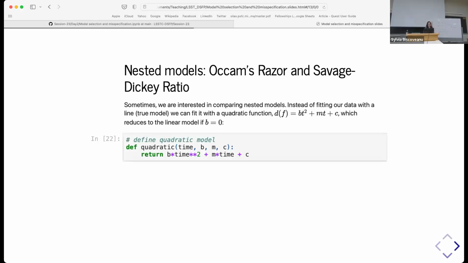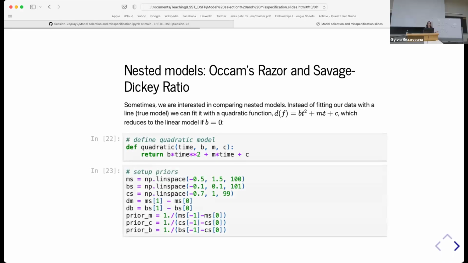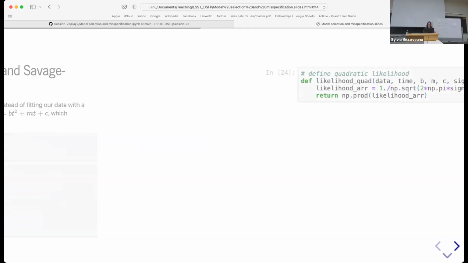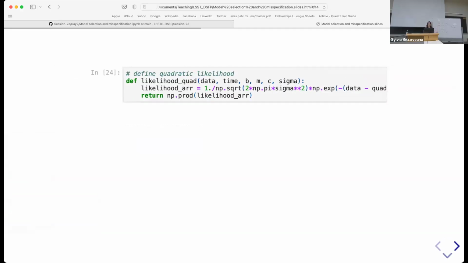And so we're going to go through and we define a new quadratic model, and now we have a three-dimensional parameter space. So we choose our priors on our three parameters: the quadratic coefficient, the linear coefficient, and the offset. And then we're going to, again, calculate our data on a grid.